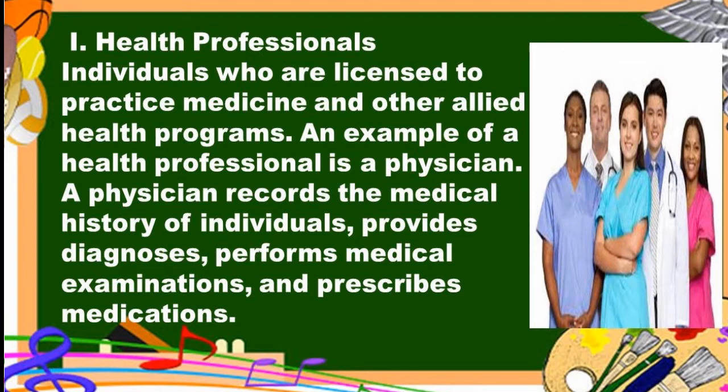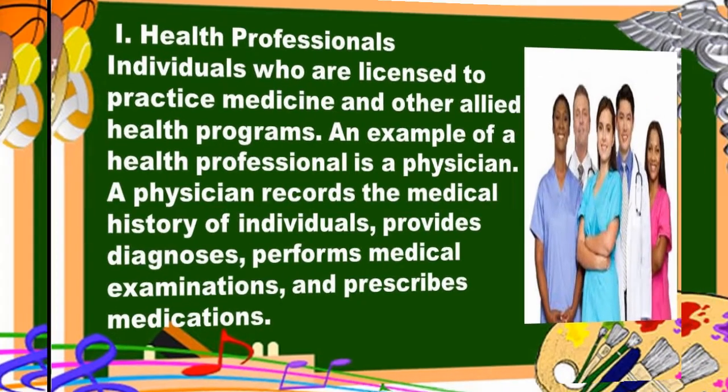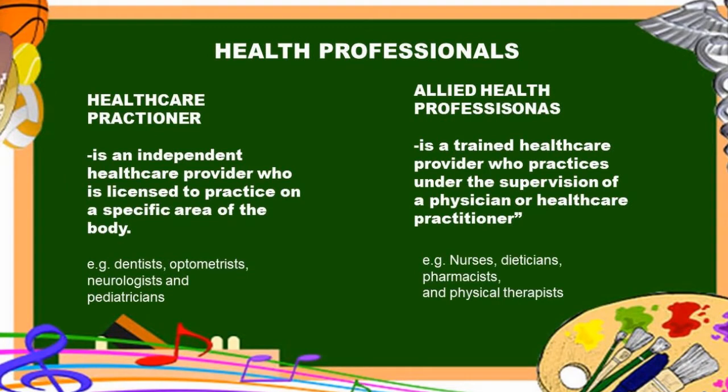An example of a health professional is a physician, and a physician records the medical history of individuals, provides diagnosis, performs medical examination, and prescribes medication. Now, there are two types of health professionals. What are those? First, we have healthcare practitioner. Healthcare practitioner is an independent healthcare provider who is licensed to practice on a specific area of the body. Like for example, we have dentists, optometrists, neurologists, and pediatricians.